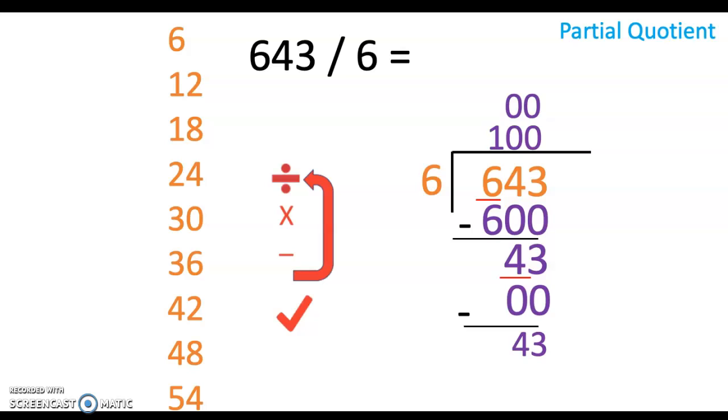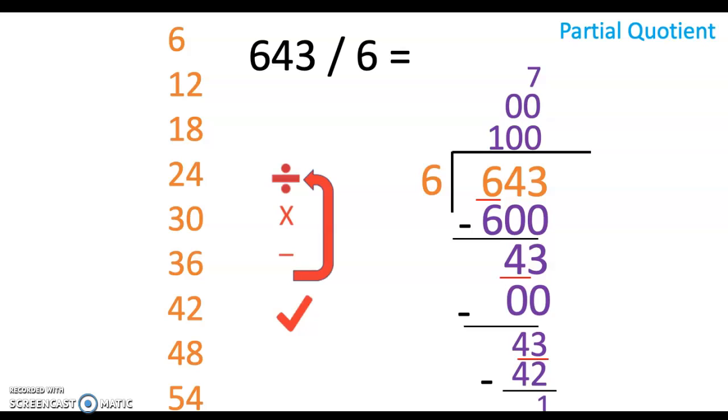So now we're going to look at the whole number 43. I know the closest I can get to 43 is 42. I skip counted 7 times to get there. 7 times 6 is 42. When I subtract, I'm left over with 1.